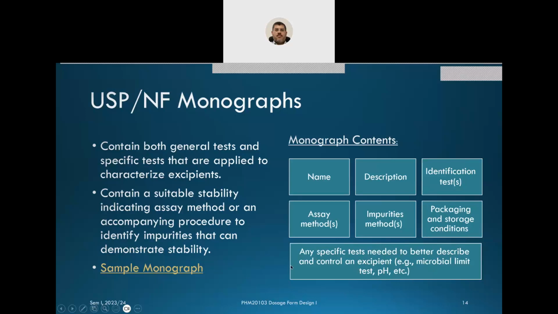Let's see an example, a sample monograph of the pharmacopoeia.